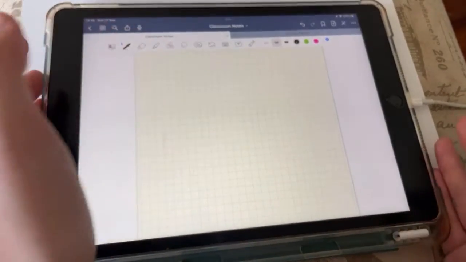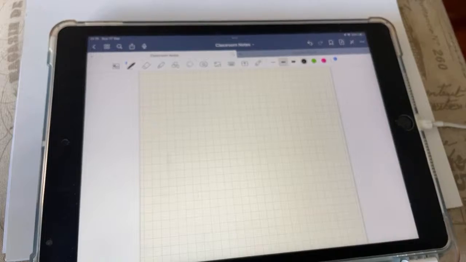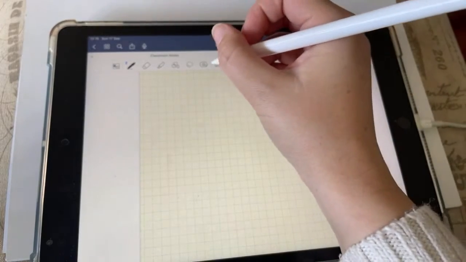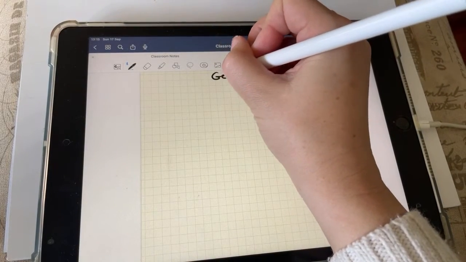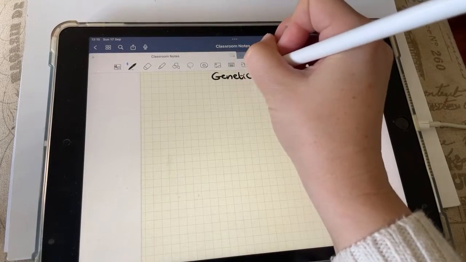Otherwise, we're going to run out of time, and I haven't covered everything I want to cover. Okay, so let's move on to genetics.